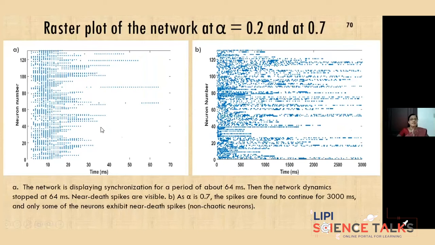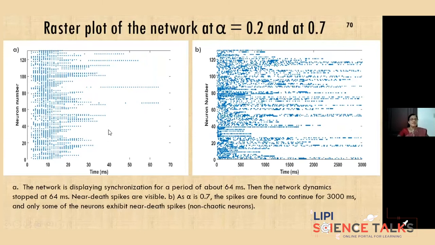And this is the case of, here in this case, the network is displaying synchronization for a period of 64 milliseconds. Then this network stops firing. And this is the case of non-chaotic neurons we are discussing.